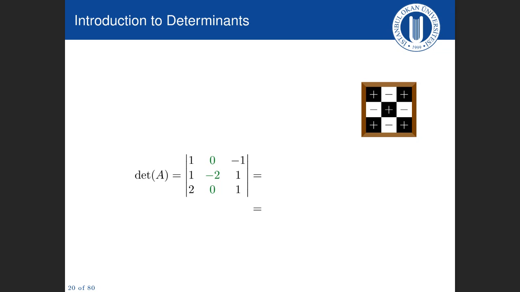Looking at column 2 of my checkerboard and looking at the green numbers, I have minus 0 plus minus 2 multiplied by the determinant of the 2x2 matrix, minus 0. So all I need to do is calculate the determinant of the 2x2 matrix and then multiply it by minus 2. And in fact, the answer is minus 6.